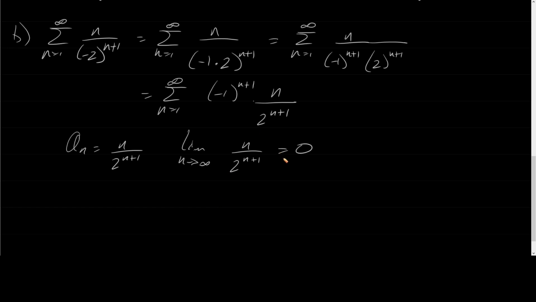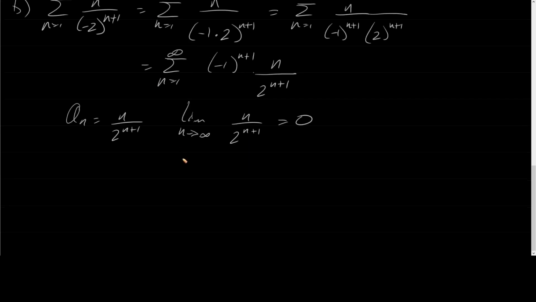Why does it go to 0? Because the bottom is an exponential. Exponentials in general increase faster than linear, right? So this overall thing should go to 0. Now, as far as actually showing why that would be true, what we can do is take the limit as x goes to infinity of x over 2 to the x plus 1, right?